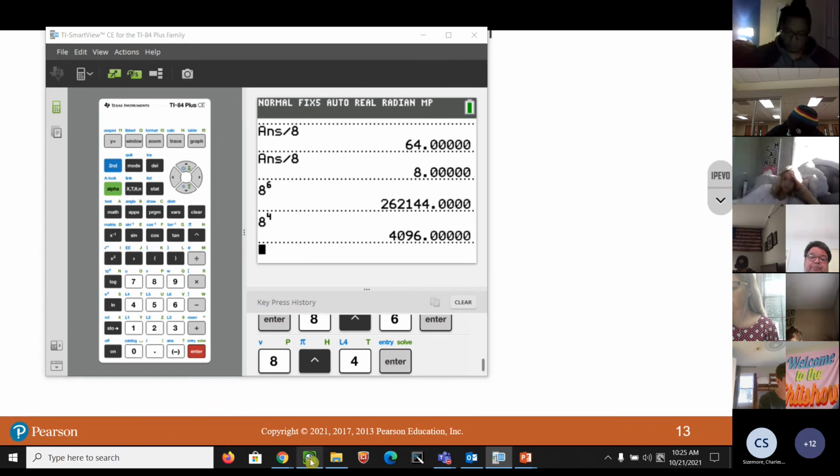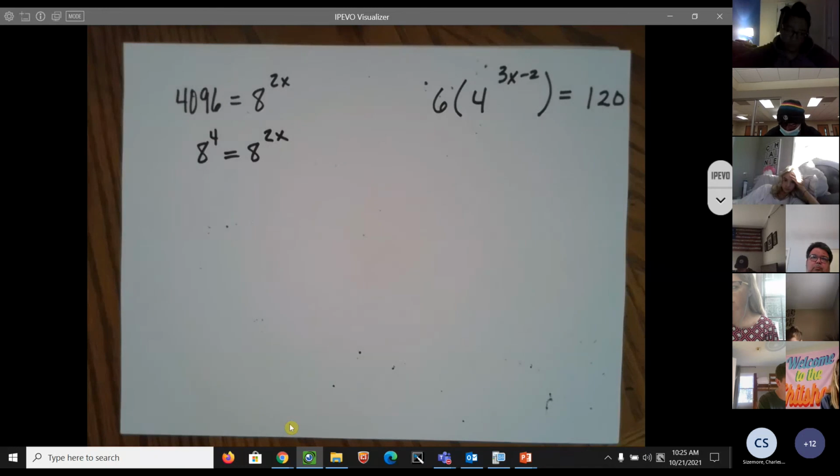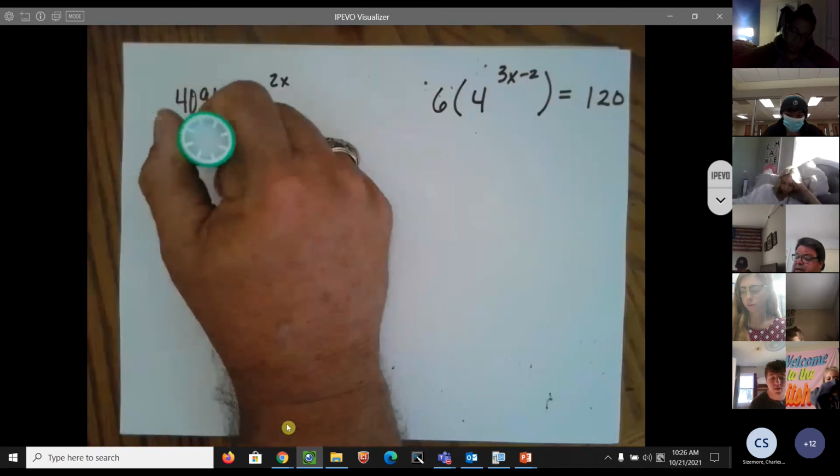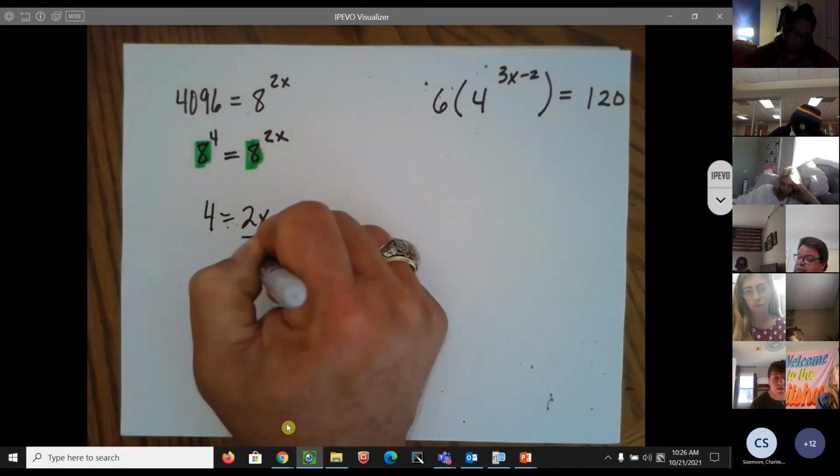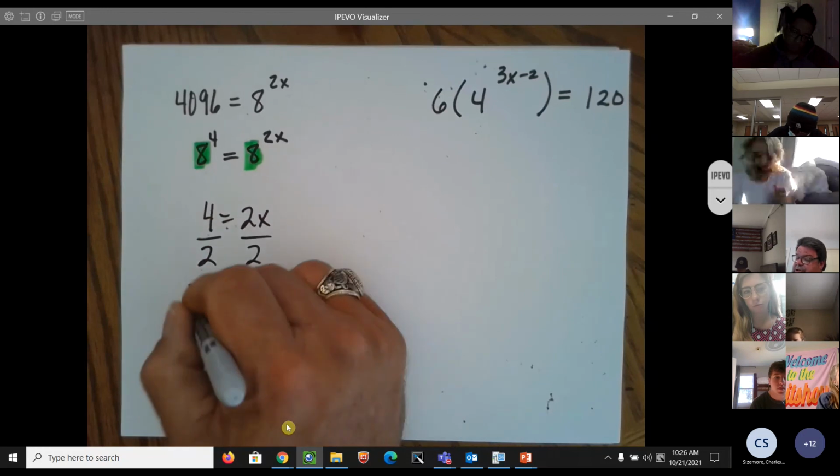Somebody tell me, what does that mean? That you just simplified it to make it easier to solve? Yeah, and tell me what can I do now? What's the property I showed y'all 2 or 3 days ago about the same basis? If I have the same basis, I can set the exponents equal to each other. So that's 4 is equal to 2x, divided by 2. X is equal to 2. And that's the test question.